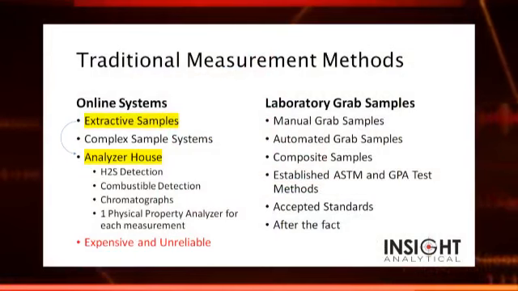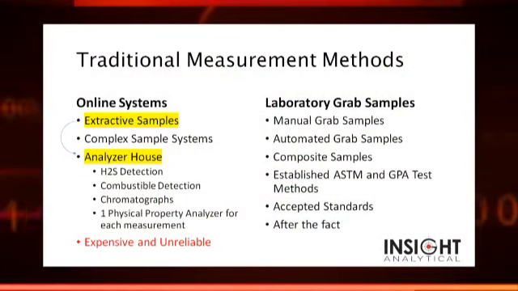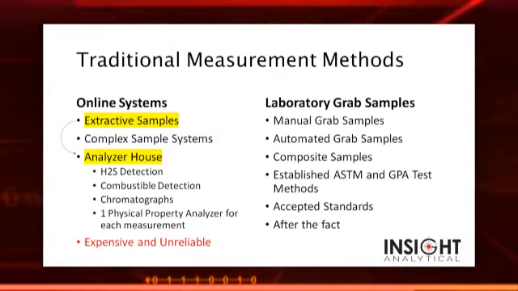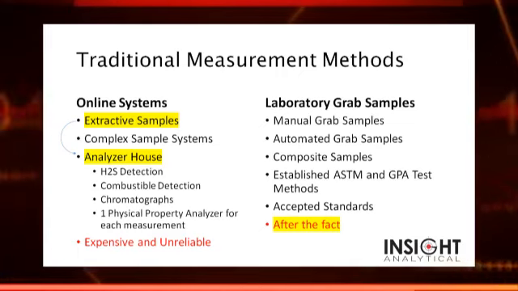Now, alternatively, what's been very successful for us has been to take grab samples and take those samples off to the lab. We can take manual samples, we can automate that sampling process, we can take composite samples, we can use established test methods. But the issue is that those come in after we've already produced the fluid. They're coming in after the fact. So what we'd like is a way to get data that correlates really well with my lab samples, but get it in real time and know what I'm doing in my process.